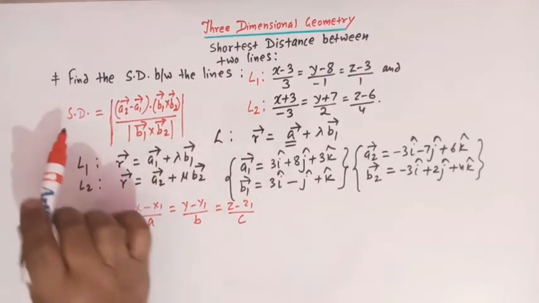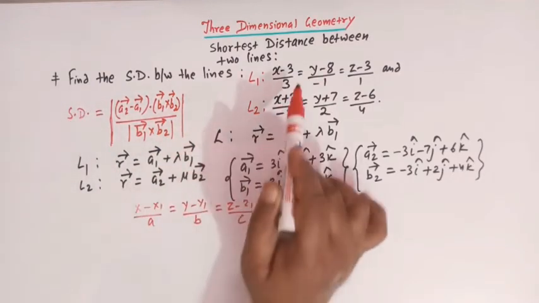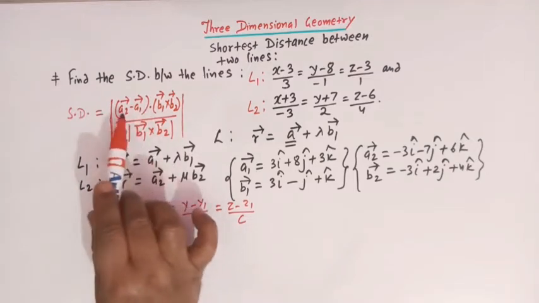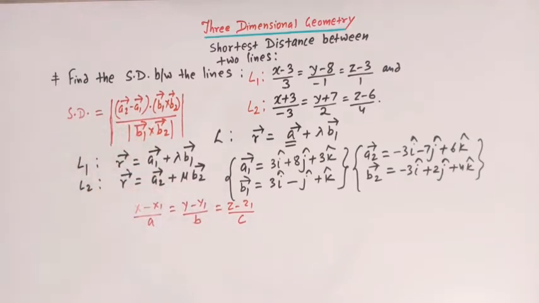Now, to find the shortest distance between these two lines, we have the four vectors and we can easily find these three quantities.